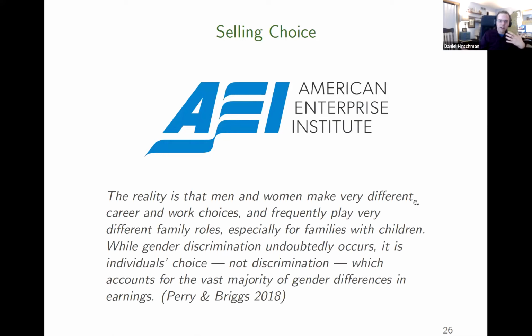Again, the binary opposition between choice and discrimination is really interesting, and there's a whole long line of feminist critique of that exact framework. But what's important to me is how relatively easy it is for actors like this to push this kind of choice narrative, because of how deeply it's embedded in the larger American ideologies of inequality and of folk economics.